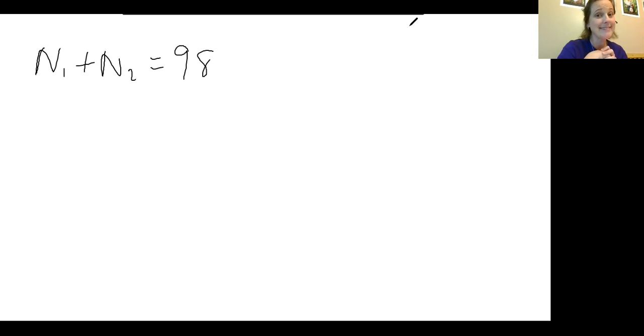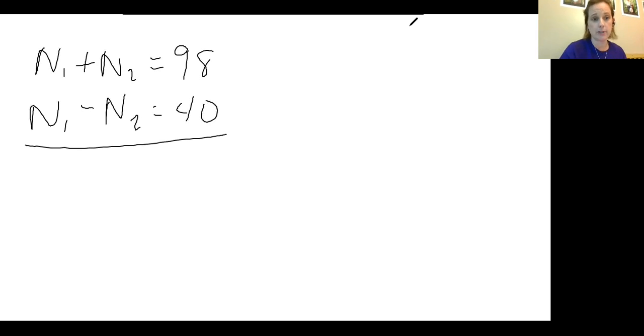So the sum of two numbers is 98. The difference of the same two numbers is 40. What are the two numbers? That one's pretty easy. All right. The first number, the sum of two numbers. What does that mean? That means to add, right? Number 1 plus number 2 equals 98. The difference, what does that mean? Subtraction. The difference of the two numbers equals 40. Well, this is a prime elimination situation here, right?